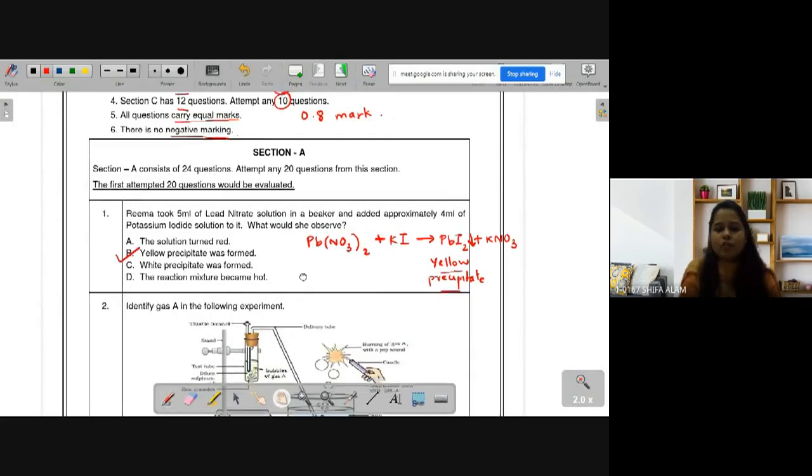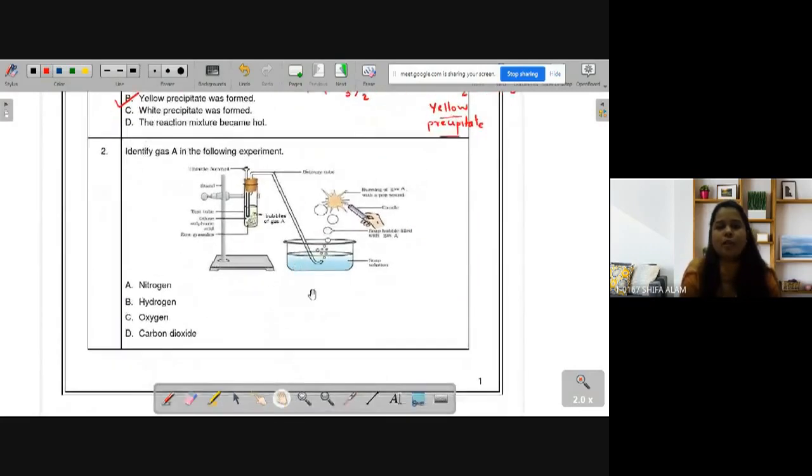A second question. The second question shows us an activity-based experiment, which demonstrates that they have taken some zinc granules in this test tube, and through the delivery tube we see a gas is coming out. So the zinc granules is reacting with an acid that is being passed into this thistle funnel. The acid is dilute sulfuric acid.